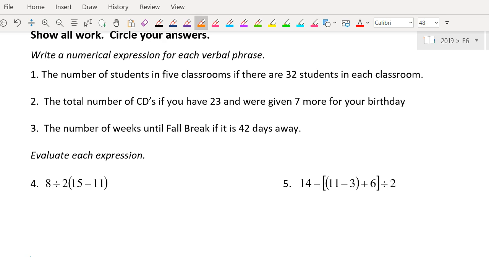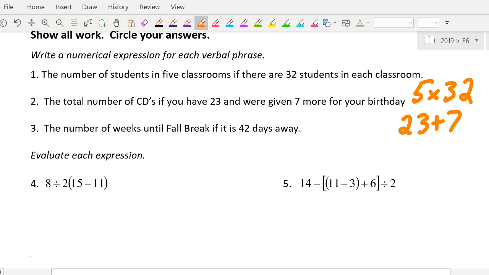Okay, tell us how to do this problem, please. It says write a numerical expression for the verbal phrase, and it's 5 times 32. 5 times 32. Do we agree? Yes. Excellent. I think he's doing such a great job, we have to make him do another one. How about number 2? The total number of CDs if you have 23, and we're given 7 more for your birthday. What do you say? I say 23 plus 7. Do we agree? Yes. Good. Let's give him a hand.